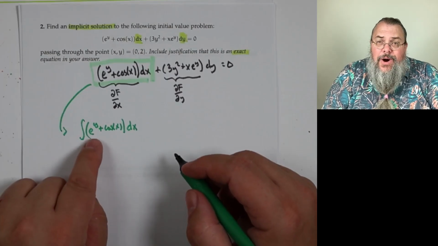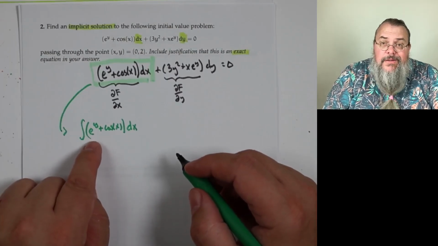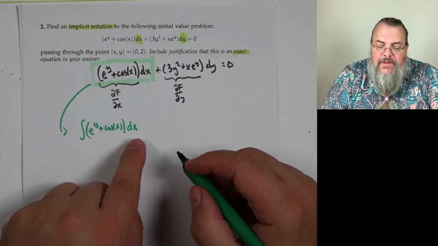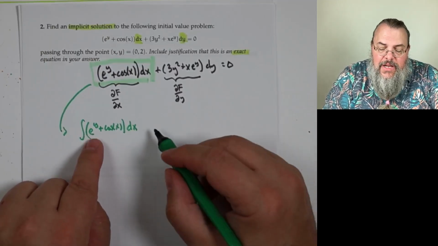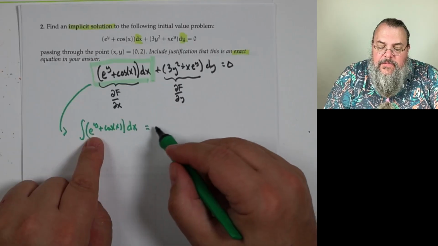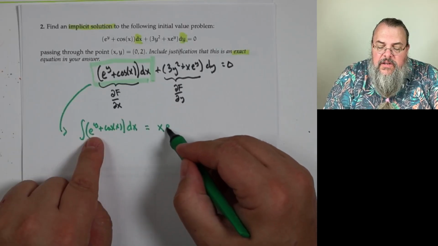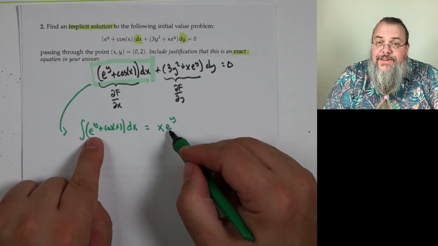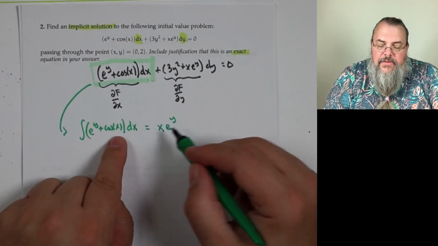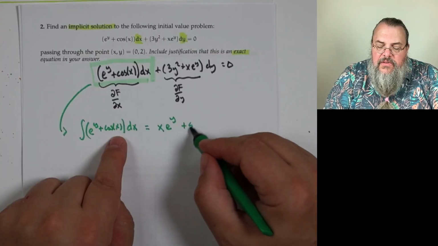What do we do with the y's? Well, the y's aren't the thing we're integrating. So we treat those as constants. So this e to the y, we treat like a constant. So that would be x e to the y, like constant times x. Integral of cosine is positive sine.